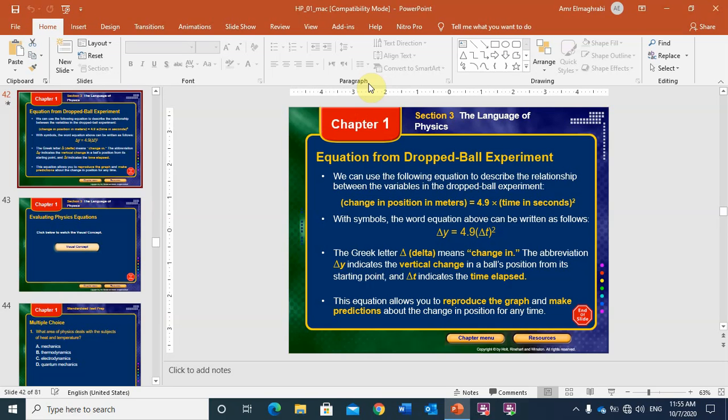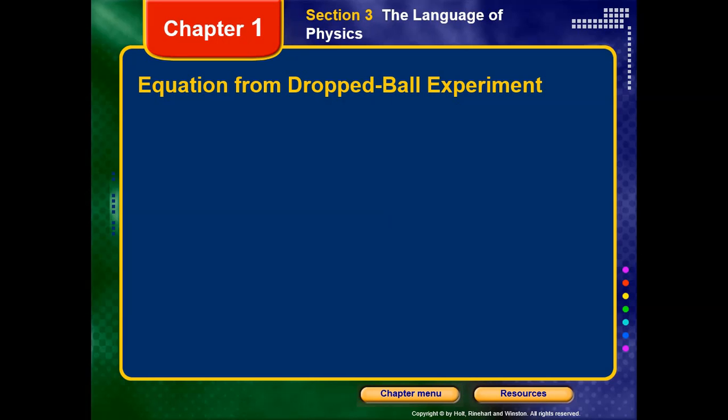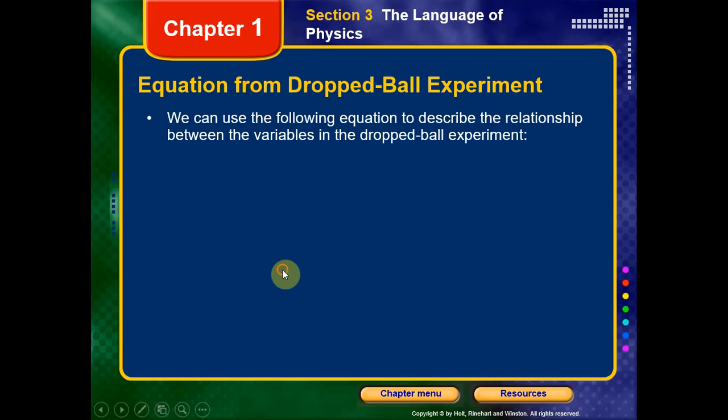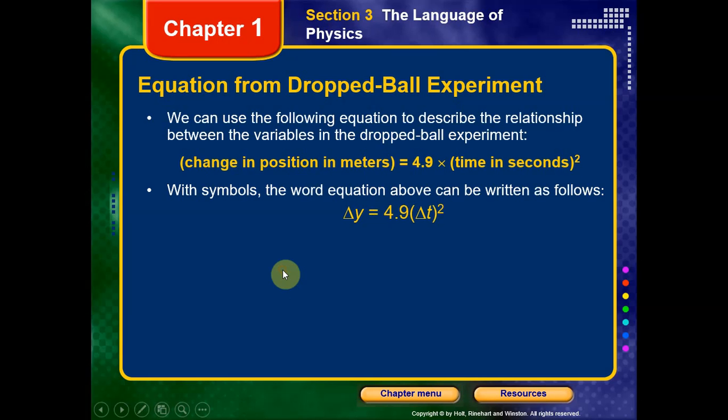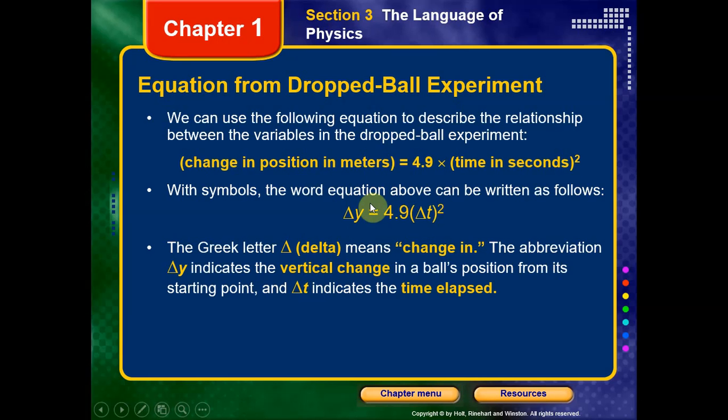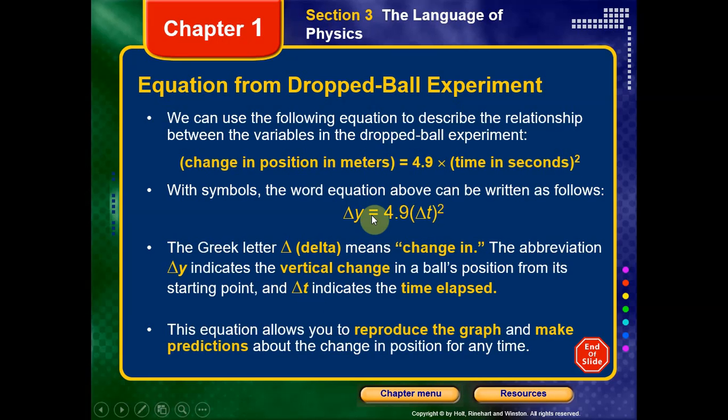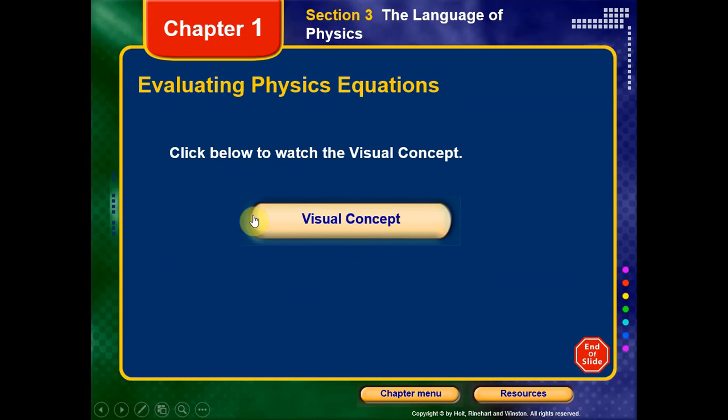Hello grade 12. Today let's continue what we did last time, starting with physical equations and how the language of physics works. As I told you last time, if I have an italic letter in the equation, this means I have a variable, but the unit is in normal font. Let's have a video to explain what we are talking about in evaluating physics equations.